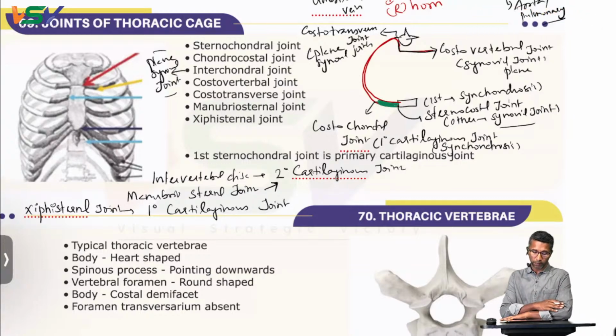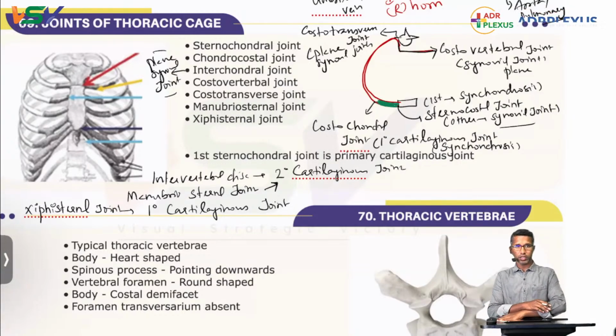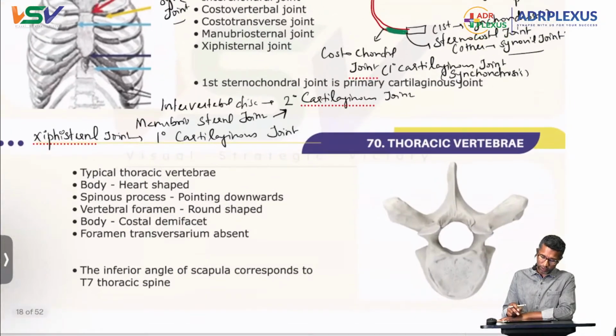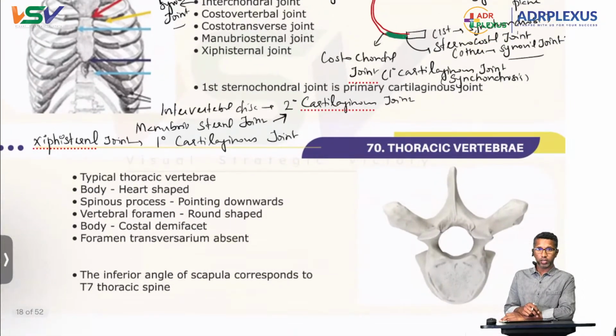So please always remember the primary cartilaginous joint: at one point of time, the joint disappears and completely fuses to form a bone. That is the nature of the primary cartilaginous joint, which is why it is also called synchondrosis. With this note, we'll go to the next vertebra. They can give you a picture like this and ask you what vertebra this is.